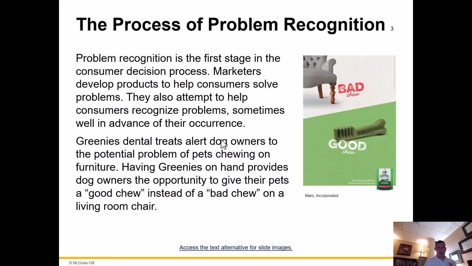Now, with regard to the process of problem recognition, it is the first stage in the consumer decision process. Marketers develop products to help consumers solve problems. They also attempt to help consumers recognize problems, sometimes well in advance of their occurrence. For example, if we look on the right in the picture, the dog treats. These are used to clean dogs' teeth as well as being a treat. Greenies dental treats alert dog owners of the potential problem of pets chewing on furniture. Having Greenies on hand provides dog owners the opportunity to give their pets a good chew instead of a bad chew on, for example, let's say, a living room chair.